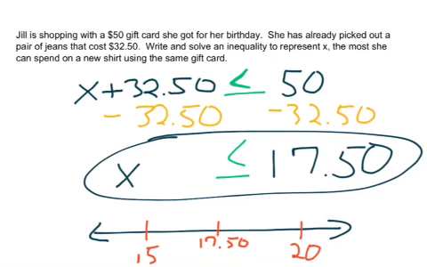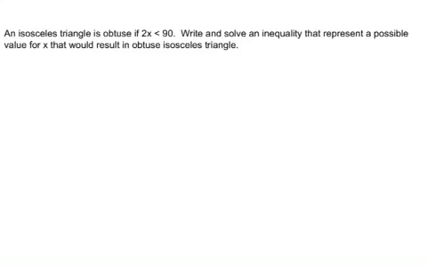Okay, so we're going to circle the $17.50. We're actually going to shade that in because she could spend the $17.50 before tax, of course. And then we're going to shade everything that is less than that amount. Because if she only spent $10 on a shirt, the gift card would cover it. Okay? All right, last example.